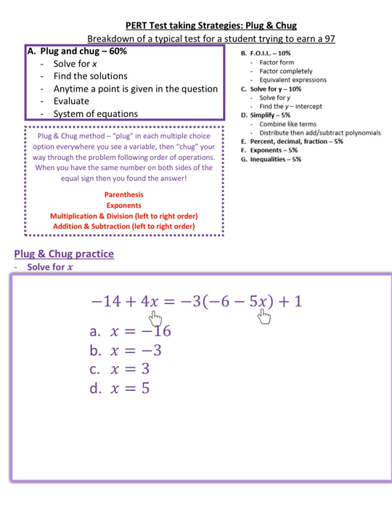Then you're going to chug your way through the problem. Chugging your way through the problem is when you go through and use the order of operations, or what we call PEMDAS: parentheses, exponents, multiplication, division. You do that in left to right order, if that's all that's left, and then adding and subtracting. And again, that is left to right order. All right, so let's go ahead and get started.